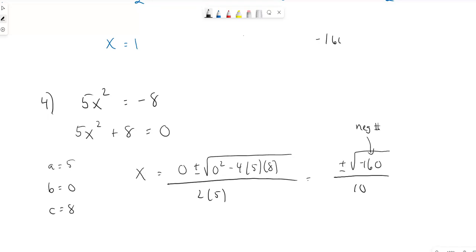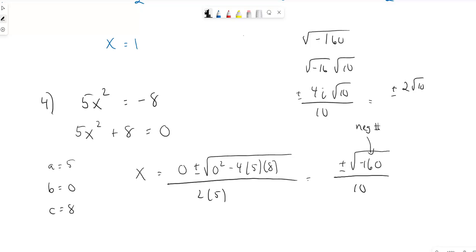The square root of negative 160 is the square root of negative 16 times the square root of 10. And so that gives me 4i square root of 10 over 10, which I can make plus or minus 2 square root of 10 times i over 5.